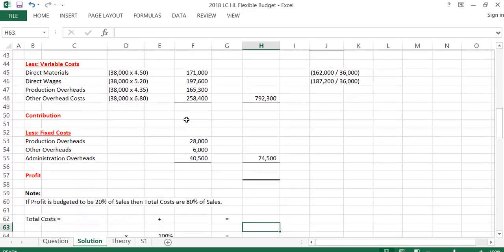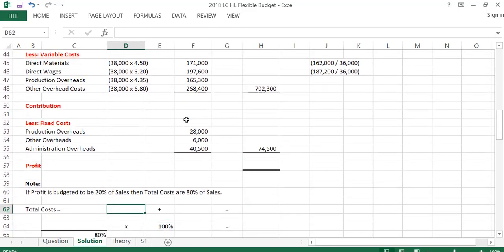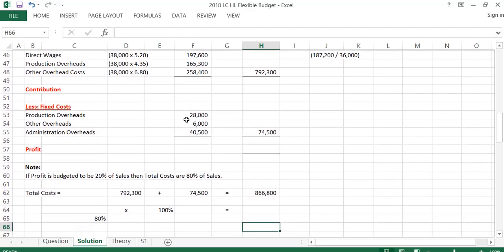So now that I have my fixed costs and my variable costs, I can work out my total costs. So my total costs are going to be 792,300 plus 74,500, and that comes to 866,800. So my total costs are 866,800.